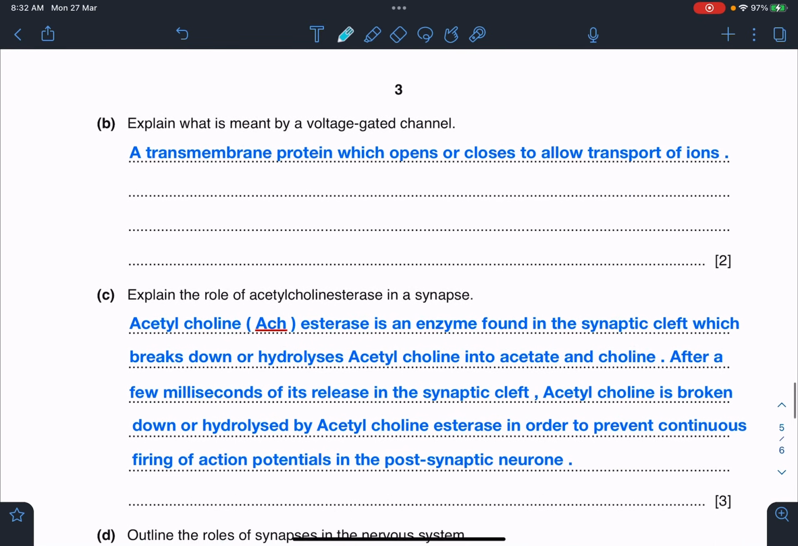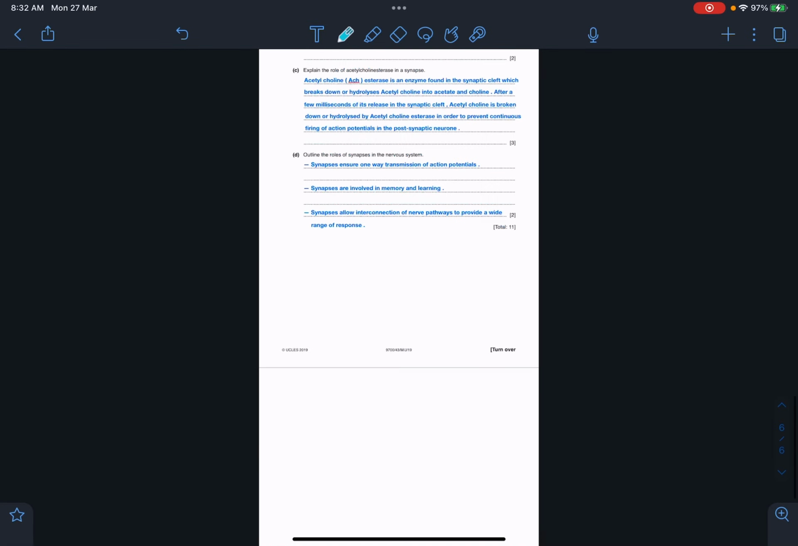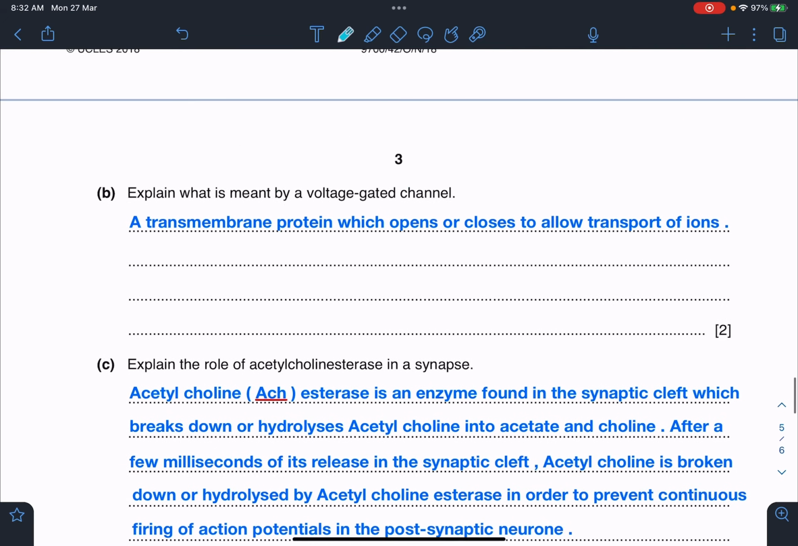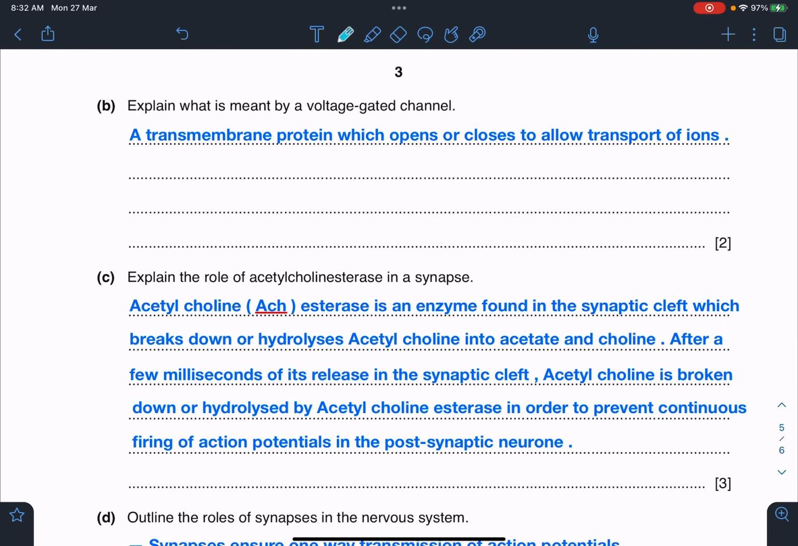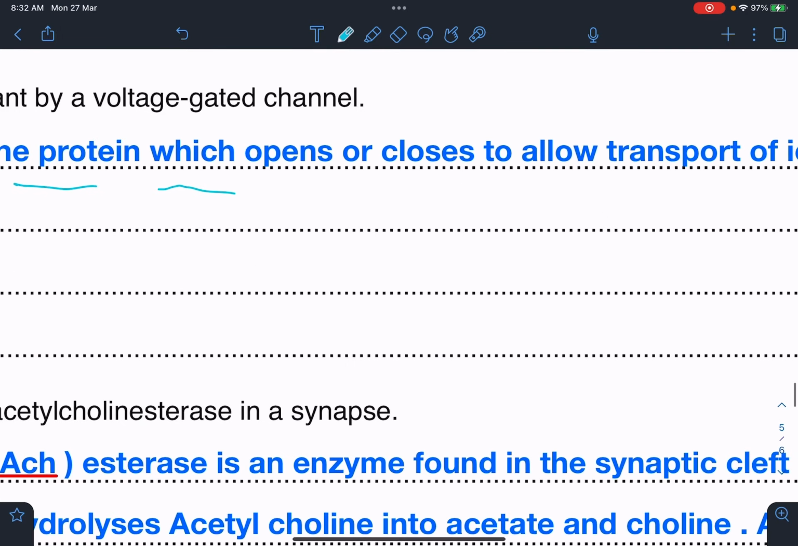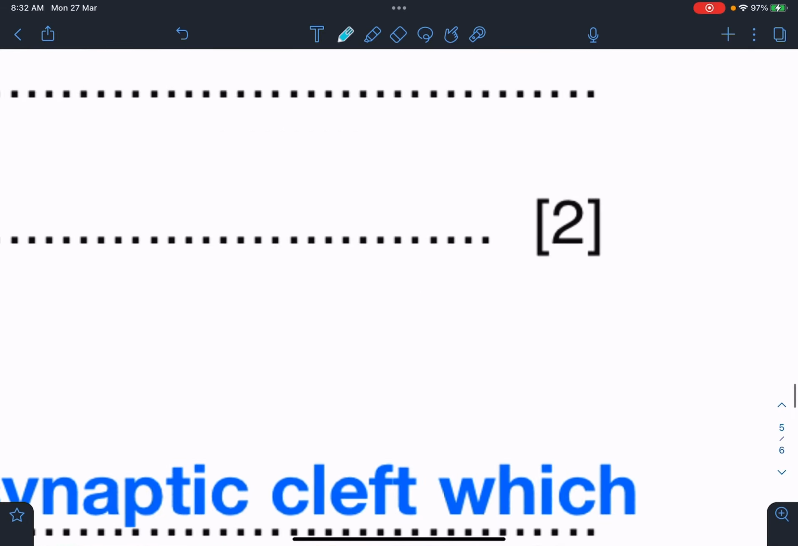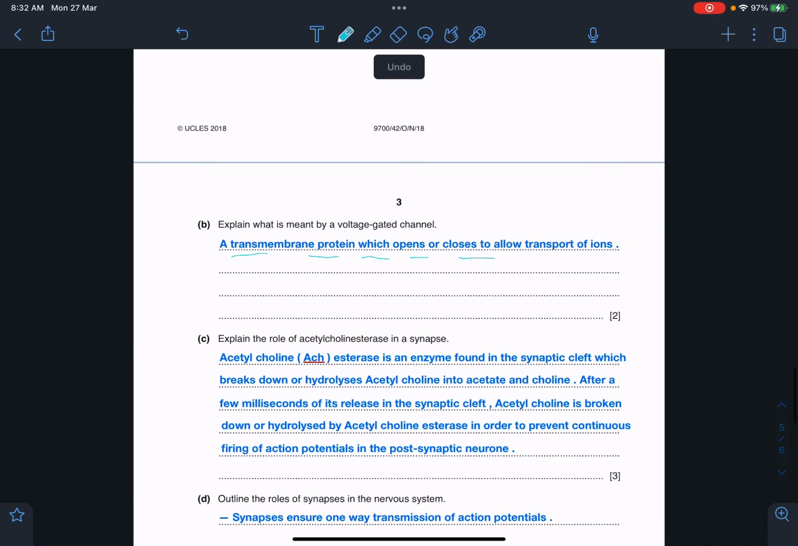I think this will be the last one. They're asking to explain what is meant by the term voltage gated channel. A voltage gated channel is a transmembrane protein which opens or closes to allow transport of ions. If you write this, you can score 2 full marks. So moving on to the next.